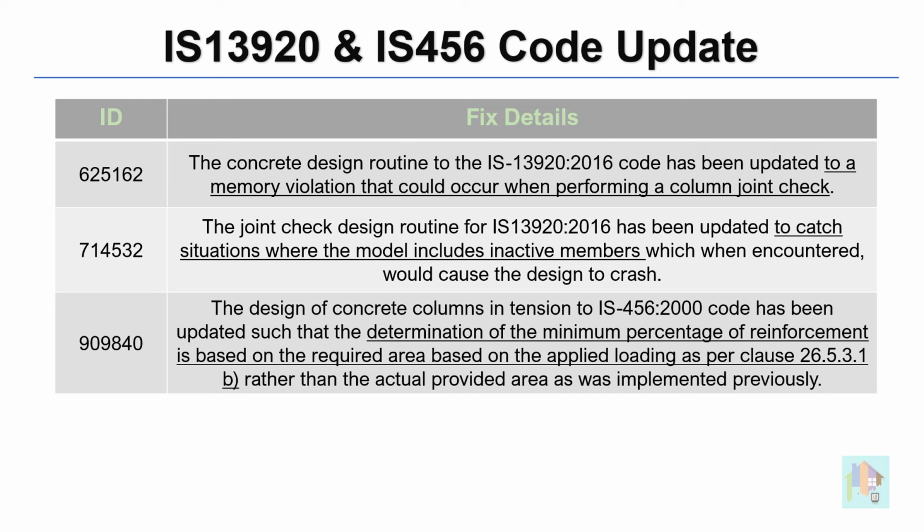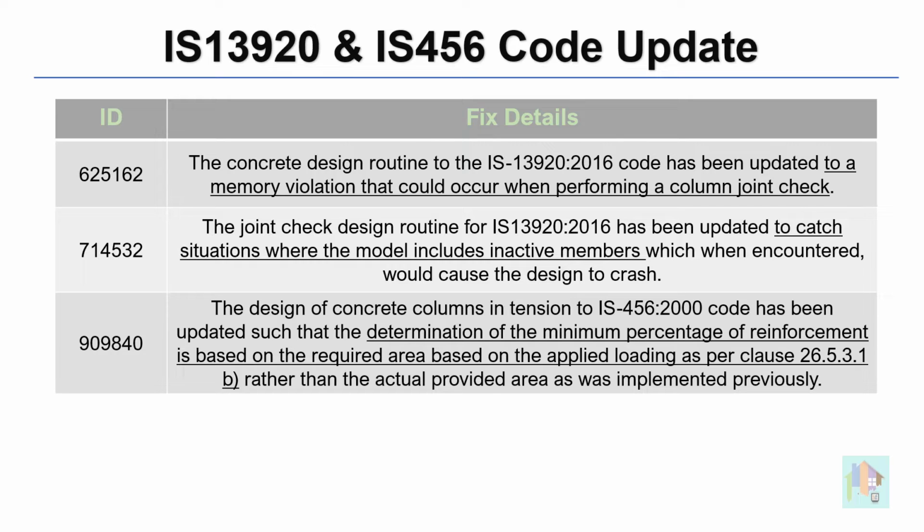For batch mode of concrete design as per IS 13920 and IS456, there are few updates. For column joint strain check as per IS 13920-2016, there was a problem related to memory allocation. Also, several joint conditions such as an inactive member connected at that joint was not considered properly. These issues have been fixed now, and if we perform concrete design using batch mode, then joint check results will be more accurate.